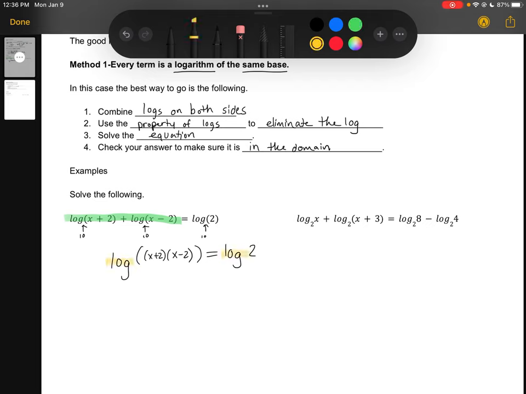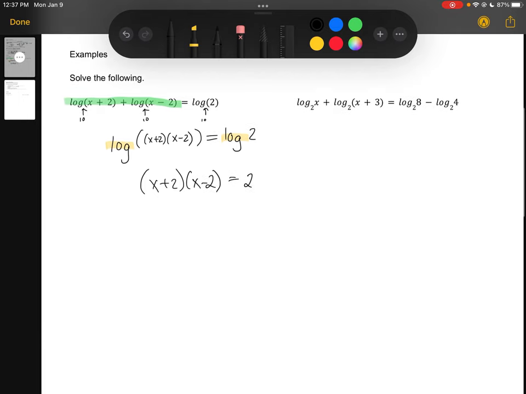So the nice thing, again, looking back at our property from before, we have log equals log with nothing else. So we can set the insides equal to each other. So we can have x plus 2 times x minus 2 equals just 2. By doing that, this now puts us in a situation where we can solve. So what we're actually going to have to do is take this problem right here, x plus 2, x minus 2, and multiply. So you can use FOIL, you can use the box method, whatever method you like to organize your work with the most.